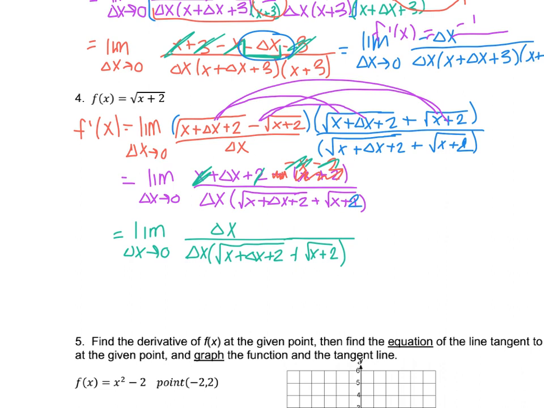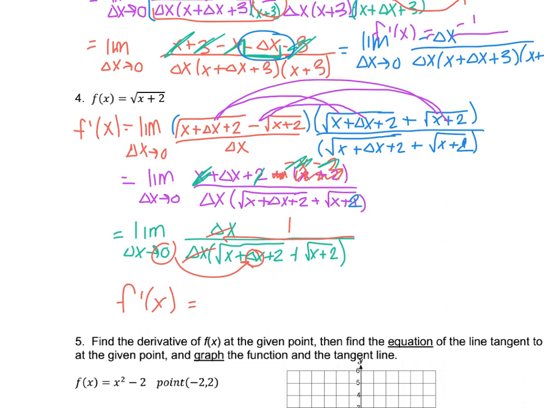Okay, the great thing about this is that now we have delta x over delta x. We can cancel that out and we're left with 1 over this whole thing. Now we're in a position where we can take 0 and directly substitute it in. So that would give us this final solution for the derivative f prime of x. When I plug 0 in here, it's just the square root of x plus 0 plus 2. That's just the square root of x plus 2.